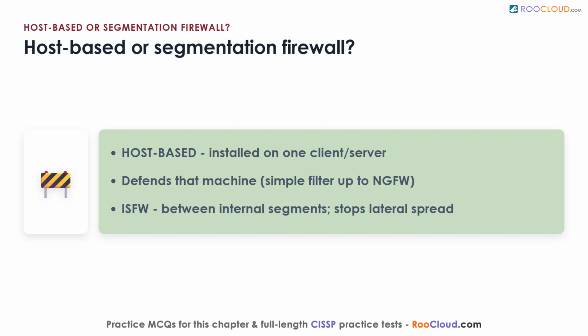An internal segmentation firewall instead sits between internal segments or divisions, stopping malicious code or harmful traffic from spreading laterally once something is already inside. It is a common building block of fine-grained segmentation. Picture interior fire doors in a building. They will not stop a fire from starting, but they keep it from racing through the whole structure.